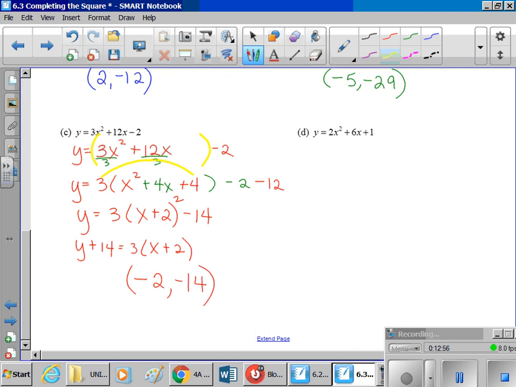The x still stays negative 2. You don't multiply the 3 in, because there's a square here. You do not distribute that 3, because you have to square before you would be able to multiply through by that 3.